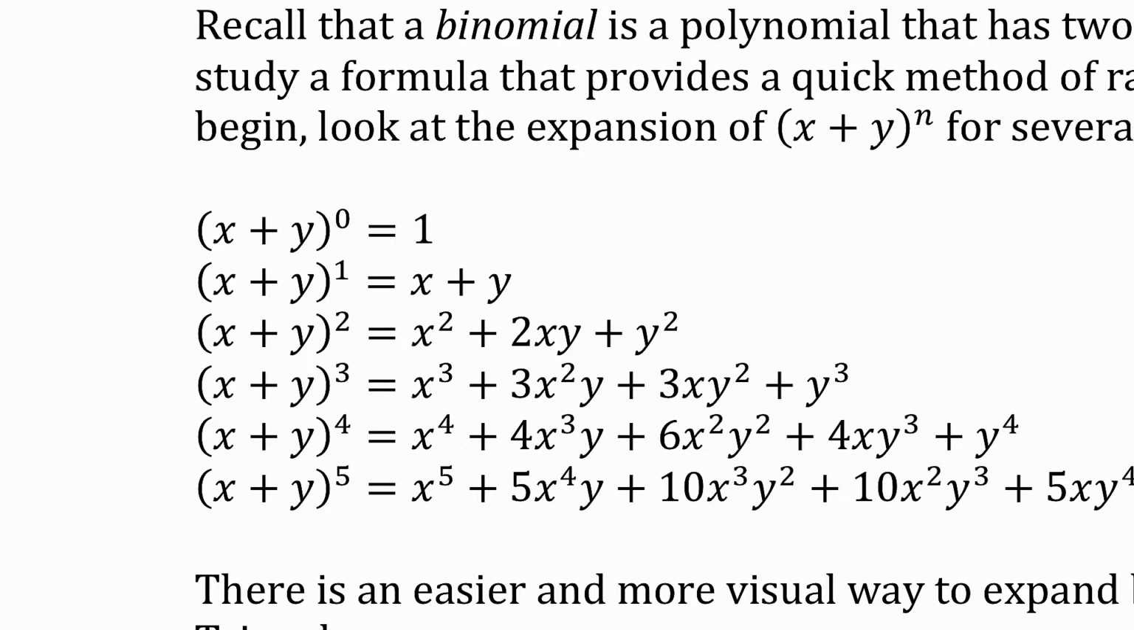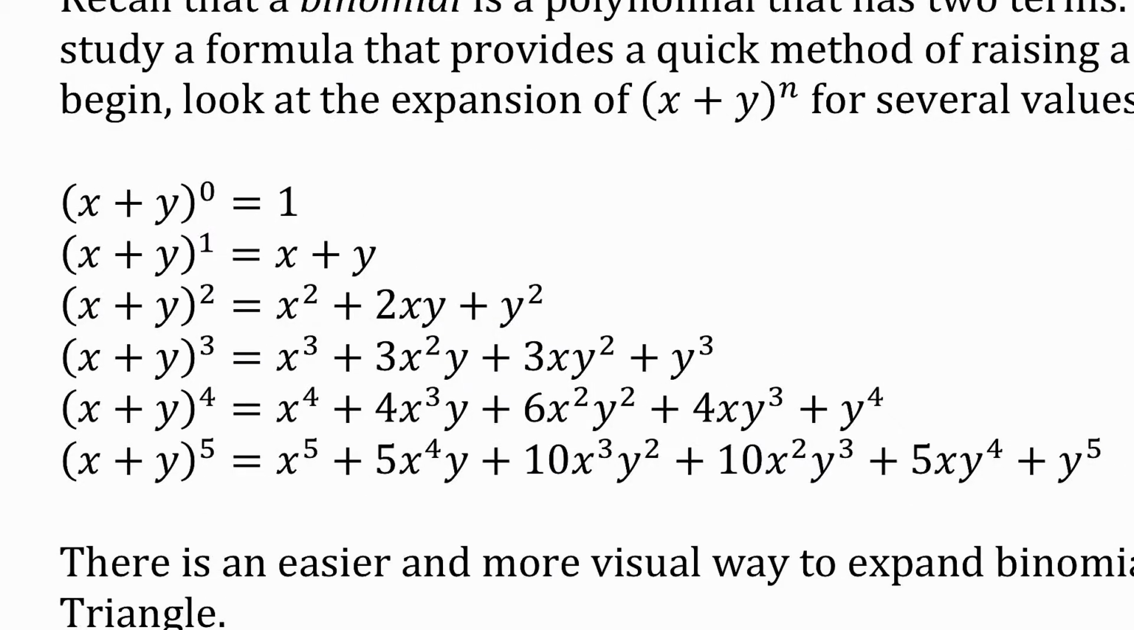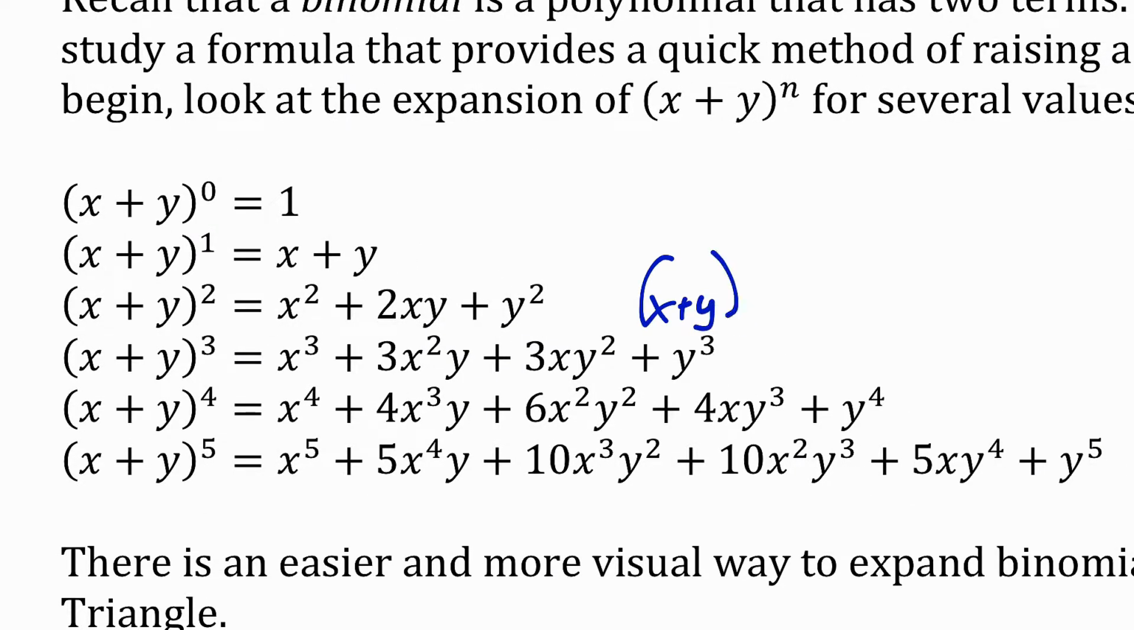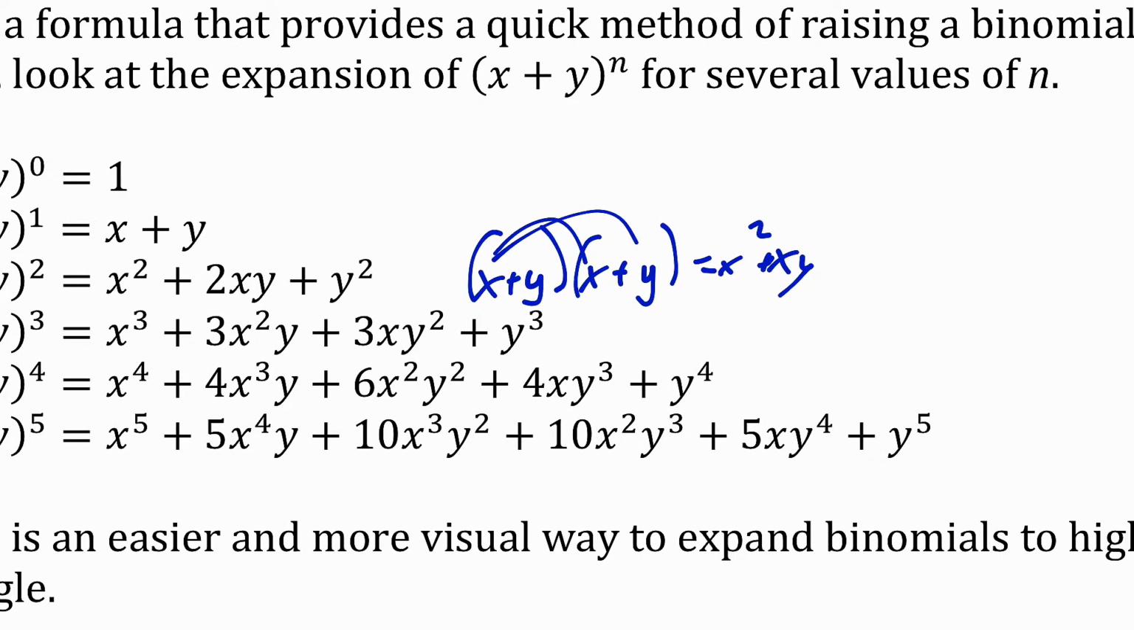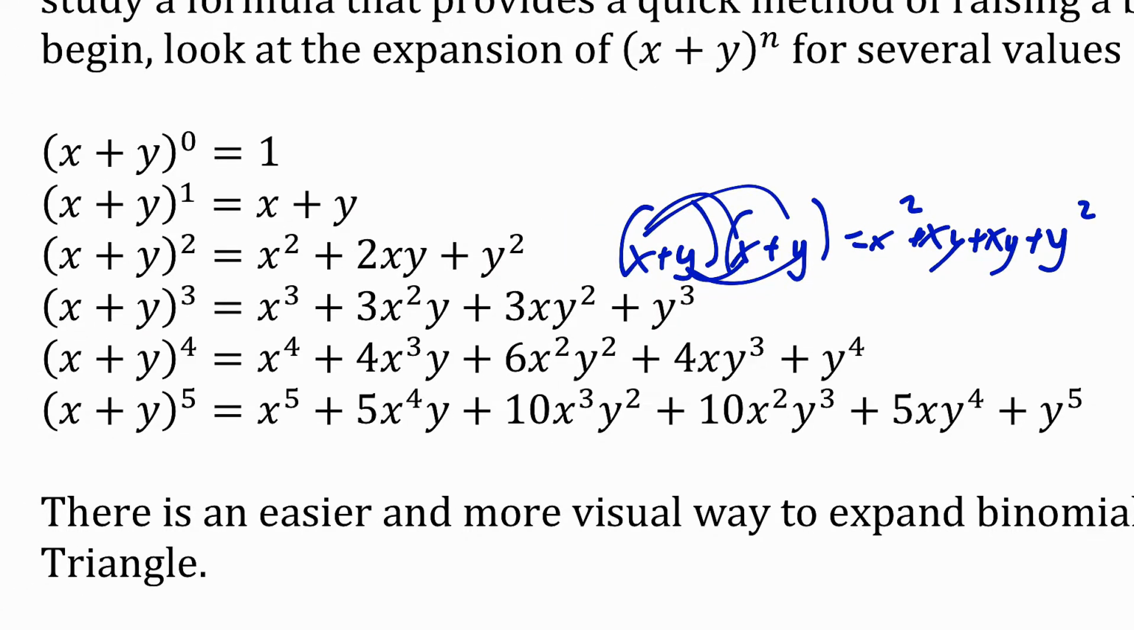x plus y squared. Remember, x plus y squared really means x plus y times x plus y. And we'd go through and we distribute. We end up with x squared, we end up with x times y, we end up with another x times y, and we end up with y squared. And then when we combine those two like terms, we get that 2xy in the middle.